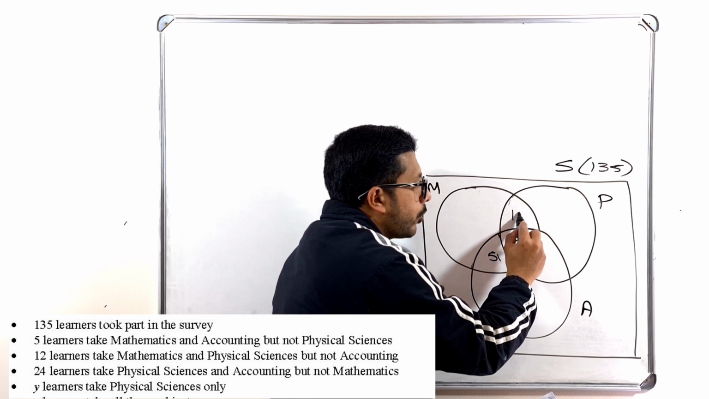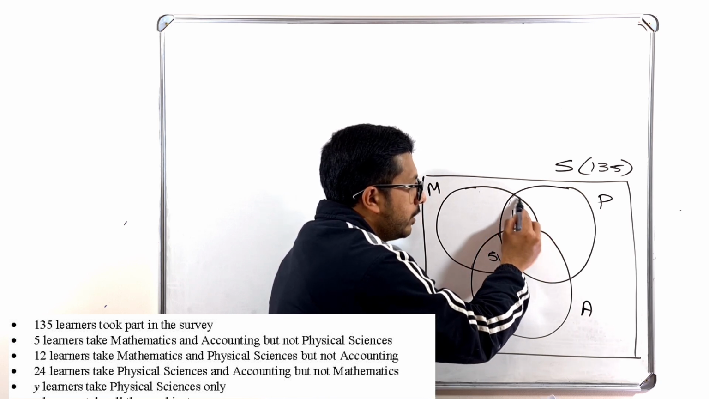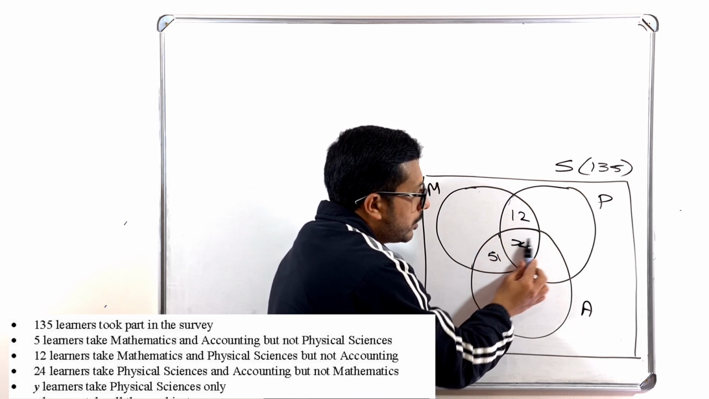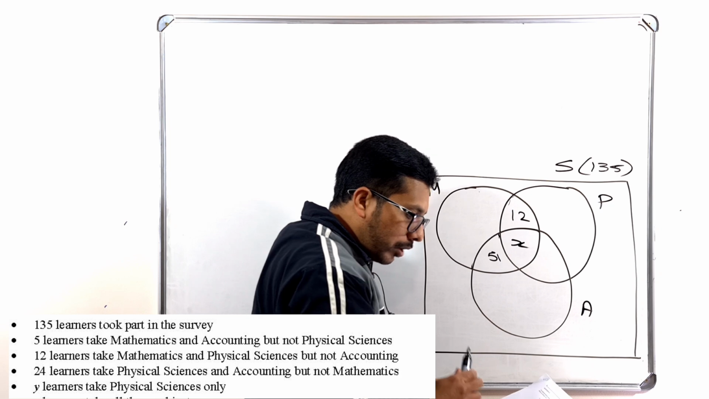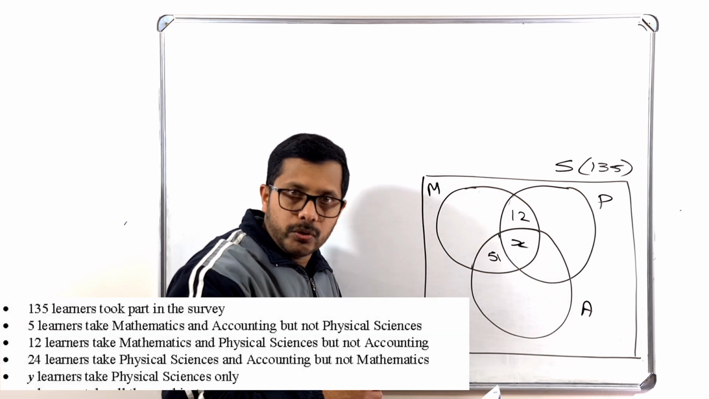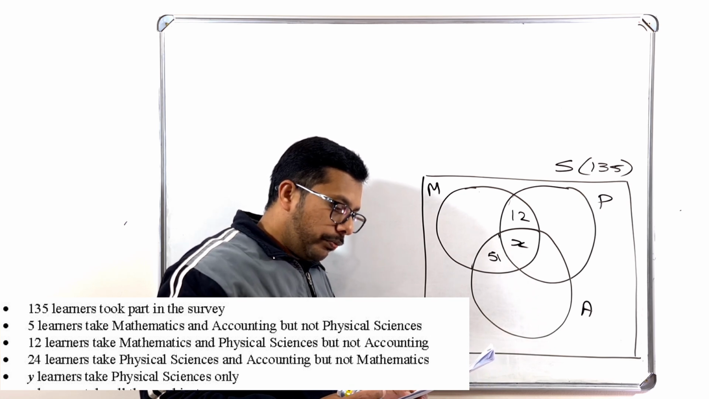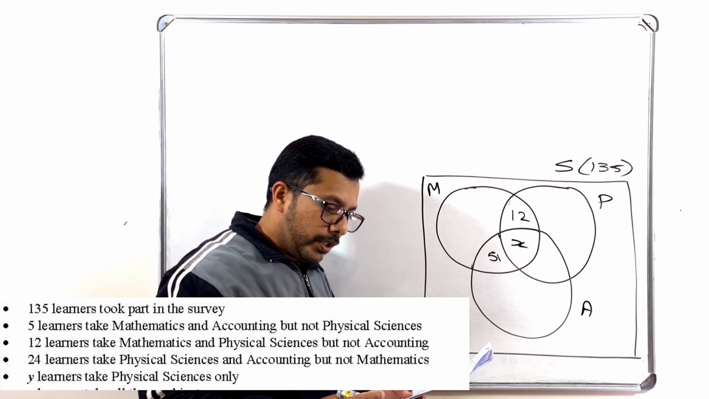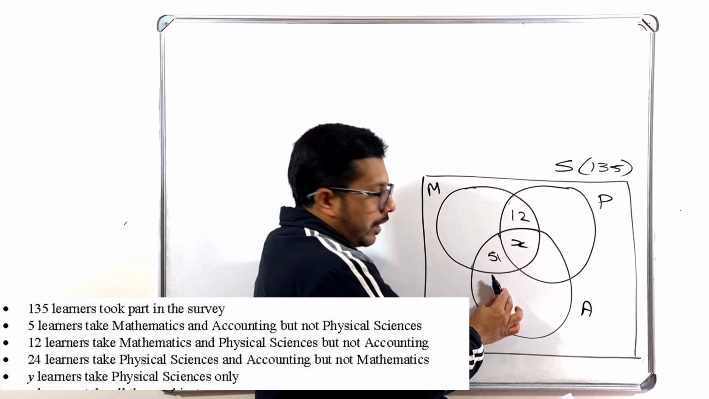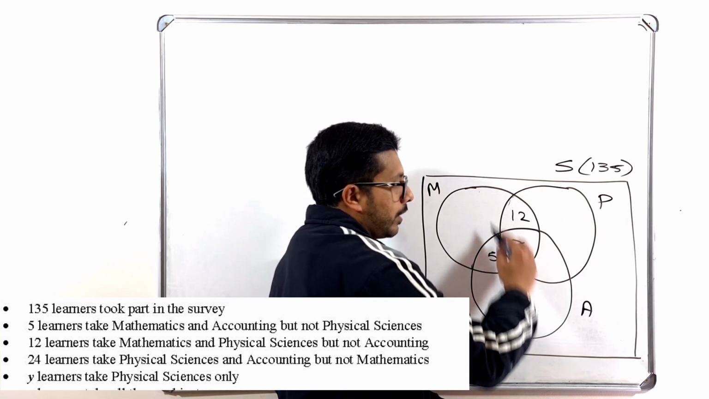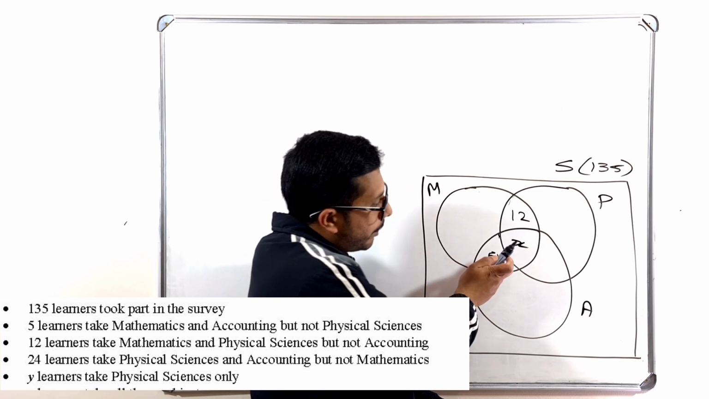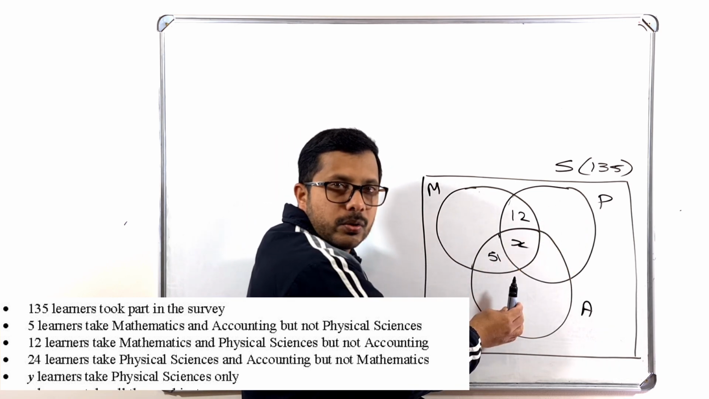So maths and physical science common 12 without the accounting area. That means this portion is the common area for maths and physical science. But in that common area, this part is for accounting also. But we are not allowed to use accounting. So what is the remaining area? This portion. So that one is 12. Okay. Then the next bullet, 24 learners take physical science and accounting but not mathematics. So same applies to physical science and accounting. So this circle and this circle, physical science and accounting, but not mathematics. That means which one is the common area for physical science and accounting?